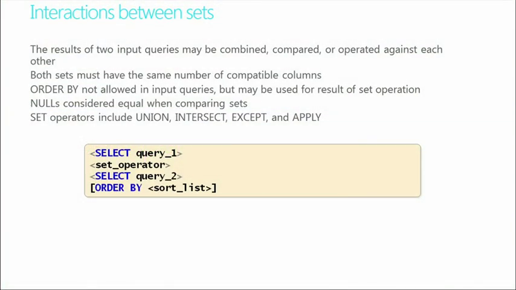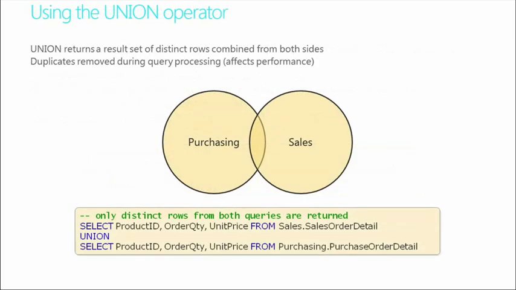It's an interaction between sets. It's the results of 2 input queries that can be either combined, operated against, or even compared. Both of them have to have compatible columns, the same number of columns. You can't use the order by clause within these input queries. Nulls are considered equal when you're comparing sets. Some of these set operations include union, intersect, except, and apply.